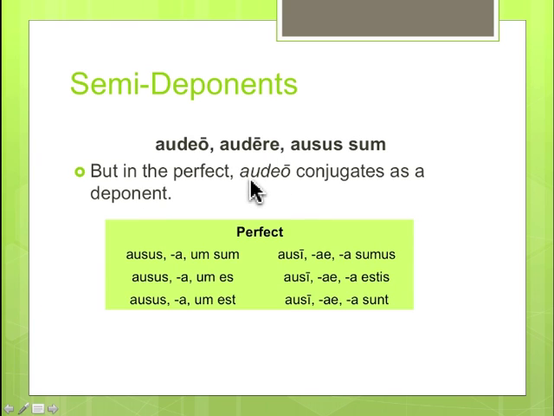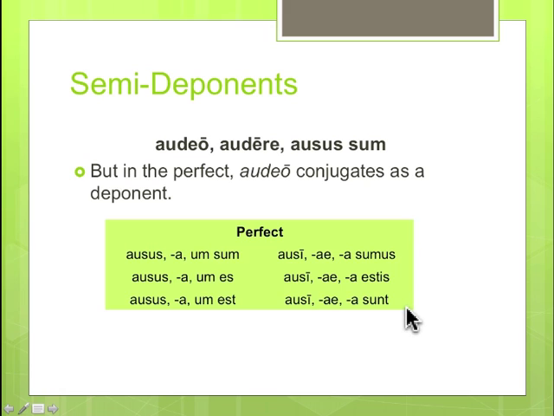But in the perfect, audeo conjugates as a deponent. So we have ausus, ausa, ausum sum. That means I dared. Ausus, ausa, ausum es, you dared. Ausus, ausa, ausum est, he dared, or she dared, or it dared. Ausi, ausae, ausa sumus, we dared. Ausi, ausae, ausa estis, y'all dared. And ausi, ausae, ausa sunt, they dared.